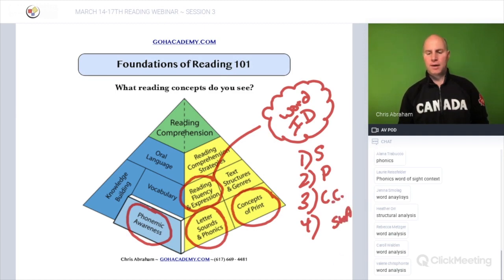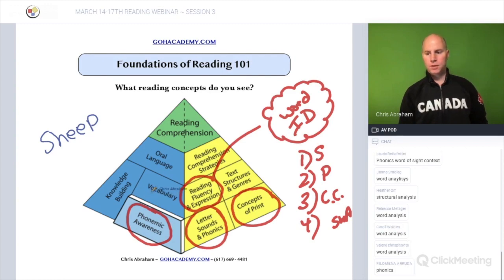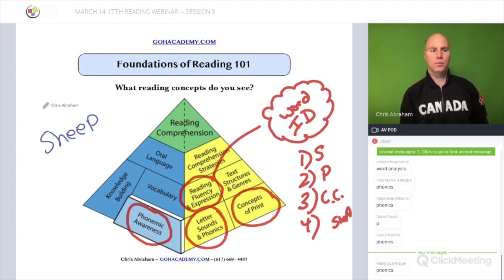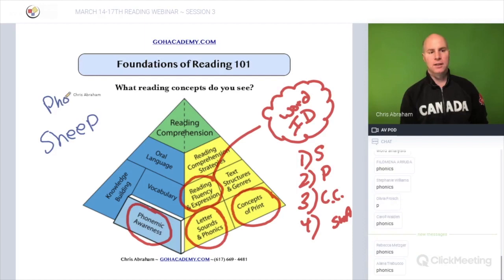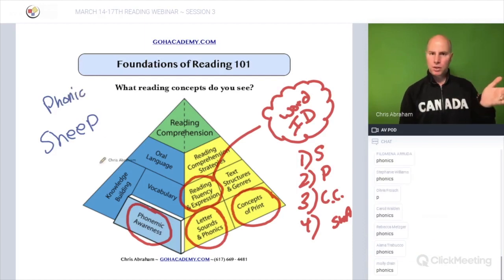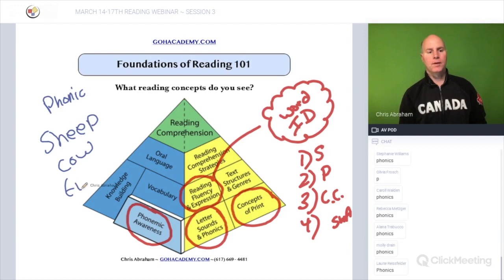And out of this set right here, which one of these would you use for phonetically regular single syllable words? Like words like sheep. Which one would you use? Sheep goes with which ones? Yes, that's right. We'll write down sheep is phonics. Let's write that down. And I'm just going to really quickly write down sheep, cow, fish, okay, bowl.